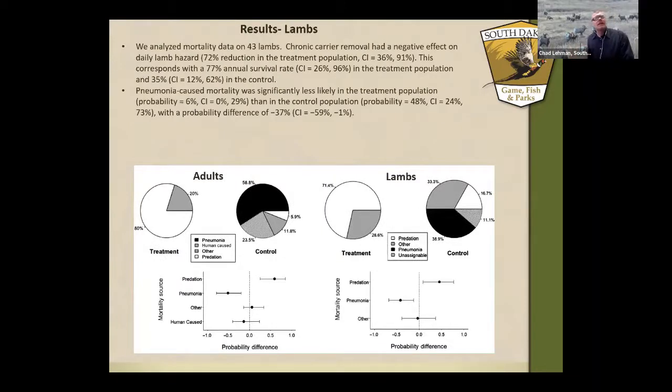And when you look at lambs, we had a sample size of 43. Chronic carrier removal had a negative effect on the daily lamb hazard, which means we had a significant increase in lamb survival in the treatment population. We had a 77% annual survival rate in the treatment population compared to 35% within the control Rapid City herd. Pneumonia-caused mortality was significantly less likely in the treatment population than in the control population.